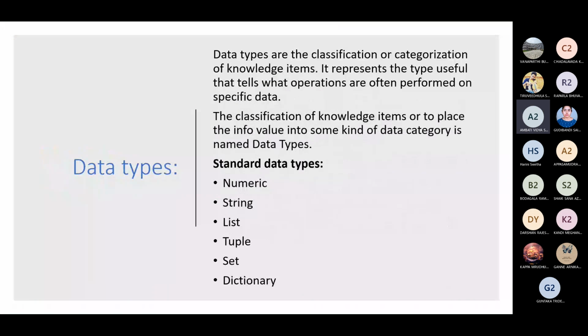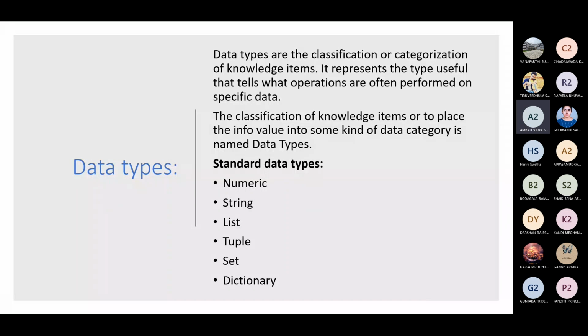Our next topic is data types. Data types are the classification or categorization of data items. It represents the type of value that tells what operations can be performed on the specific data. Data on which operations are performed are called operands.